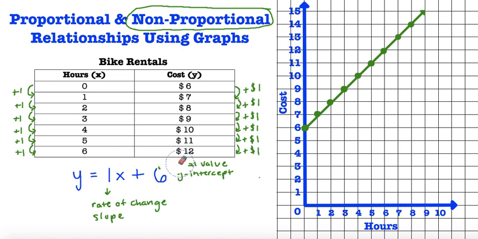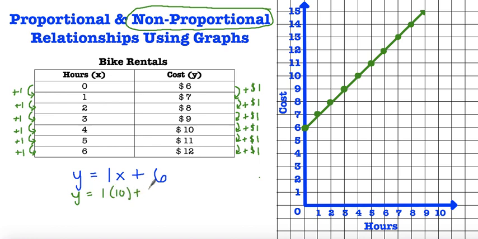And even though this is not proportional, we could still use an equation to represent it, and we could still use it to predict future costs. So if we knew we wanted to rent the bike for, let's say, 10 hours, all we would have to do is substitute our x, so y equals 1 times 10 plus 6, so $1 for the 10 hours, which is $10, plus the $6 initial fee, which gives us 16.